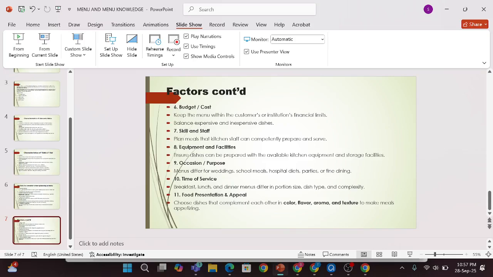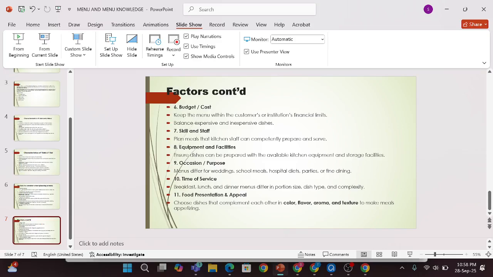It's very important. You don't plan for something that won't sell. At the end, you'll have losses and it won't be of help to you. Then also skill and staff. That's also important, whereby when you're planning for a certain dish, ensure that the people that you have or your employees can prepare that following the standard recipe. They can prepare and serve the dishes to the customers without any complaints.